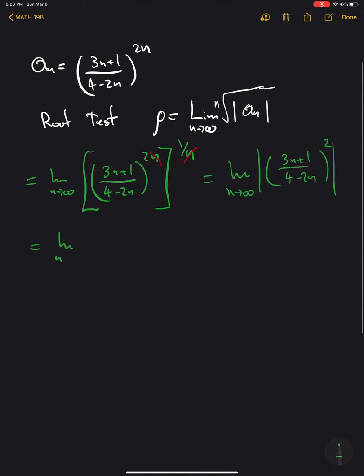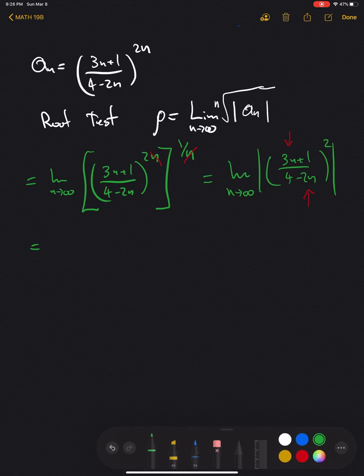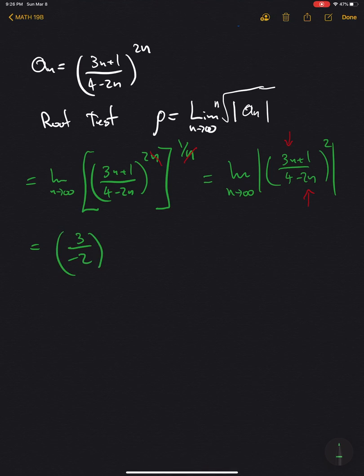And this is a rational expression. In other words, the only thing I need to do to find the limit is look at the leading coefficients of this expression. The leading coefficients are going to be 3 on top and negative 2 on the bottom. So we can actually compute the limit in this case. The limit is going to be just 3 over negative 2, looking at the leading coefficients of the expression inside of the square.